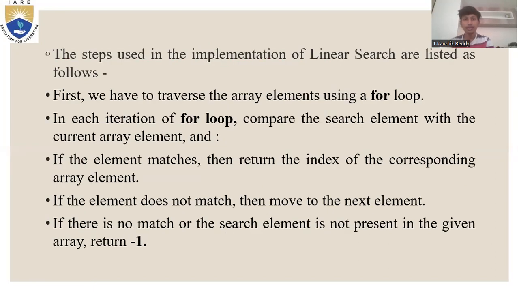The steps used in the implementation of linear search are listed as follows. First, we traverse the array elements using a for loop, and in each iteration of the for loop, compare the search element with the current array element. If the element matches, then return the index of the corresponding array element. If the element doesn't match, then move to the next element. If there is no match or the search element is not present in the given array, return -1.